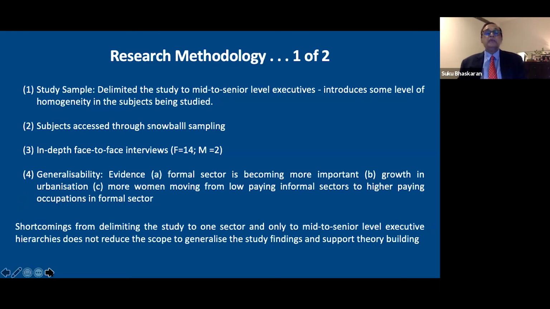It is perhaps the best way you can get information that can be generalizable, because the formal sector is becoming more important. There's a high growth level in urbanization, and more women, if they've got education and training, are moving from low-paying informal sectors to higher-paying occupations in the formal sector. So without doing much, there will be a national progression towards less disparity in the wages earned. Therefore, delimiting the study to one sector and only to mid to senior level executive hierarchies does not reduce the scope to generalize the study findings and support theory building. That's our take on this.